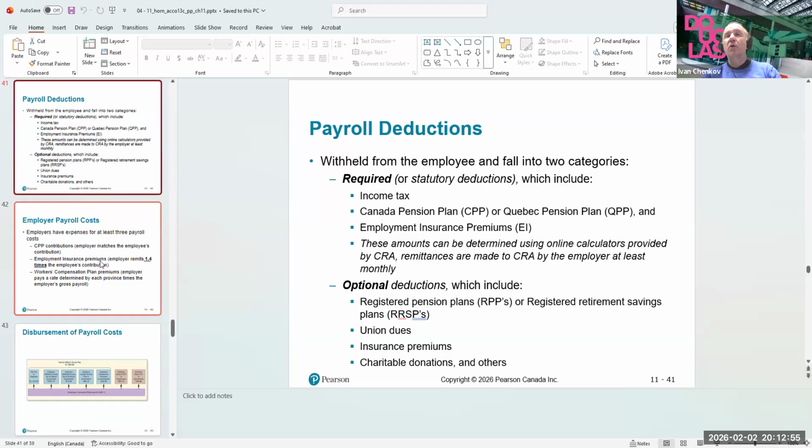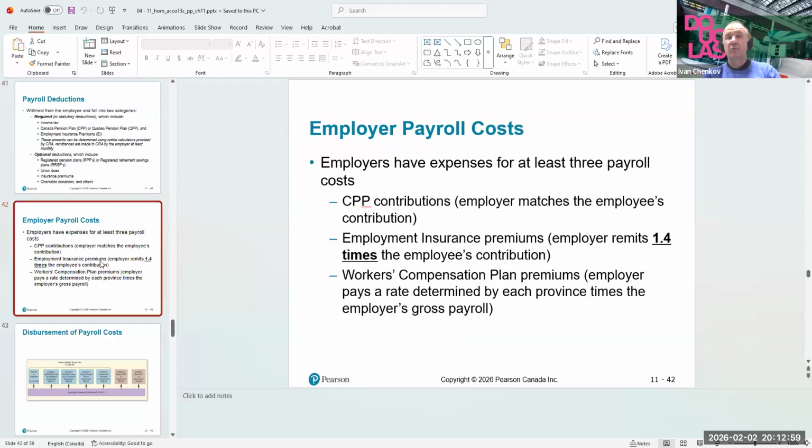Now the question is, what's the cost for the employer to pay the employee $860? The cost is that the employer has to match the deductions that are taken from the employee for Canada Pension Plan. Also, the employer has to pay employment insurance premium, but 1.4 times the employee contribution. Plus, the employer has to pay worker compensation plan premium. And from 2020 or maybe a little bit earlier, the employer also has to pay BC employment health taxes.